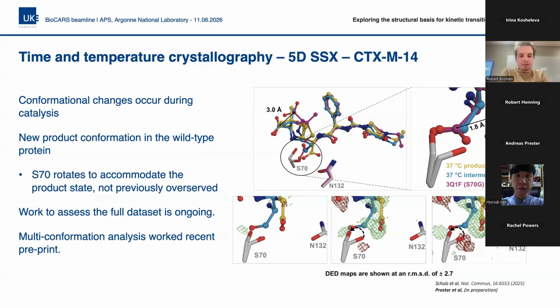And we see a slightly different product state position to other cryotrapped structures. So again, working at these physiologically relevant temperatures, we're able to show certain conformations and structural adaptations that we wouldn't otherwise see. And Andreas has a very nice multi-conformation analysis. So if some of you are wondering how he's fitted all of these different ligands in at the same time, there's a very nice paper that's just come out on bioRxiv that goes into that in some really nice detail.